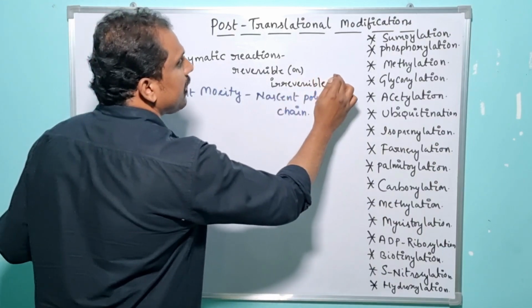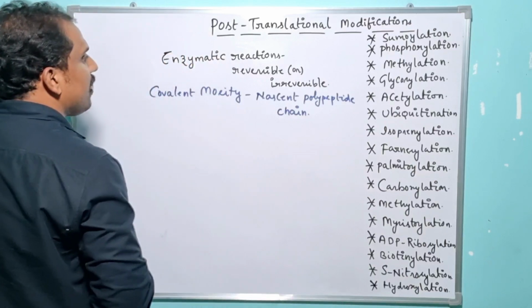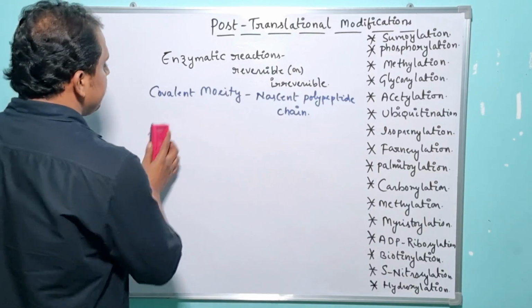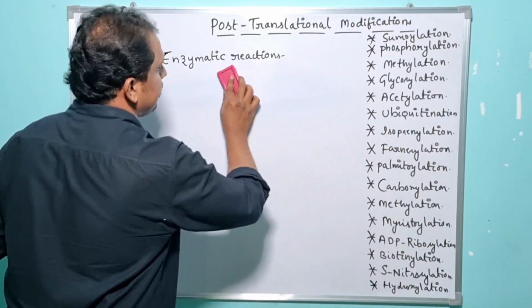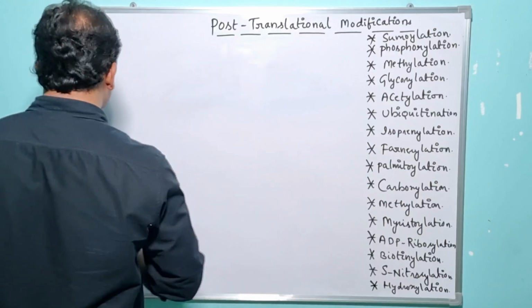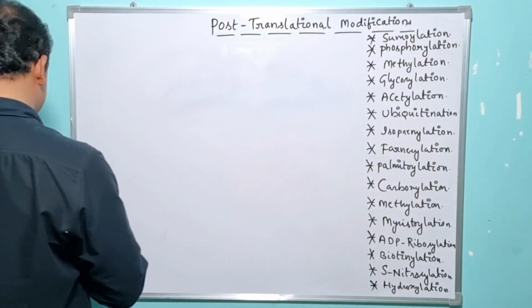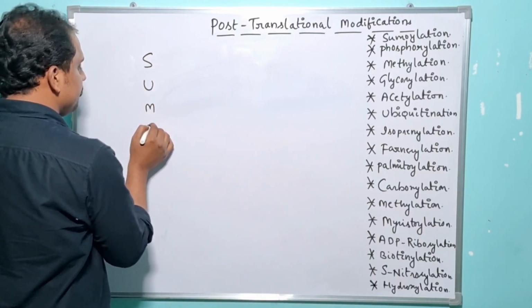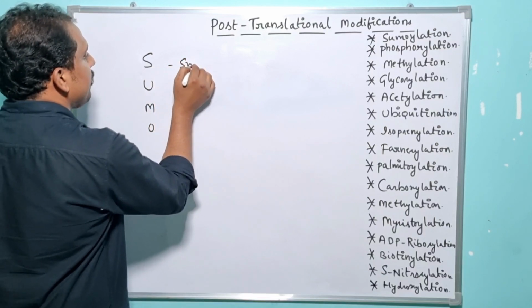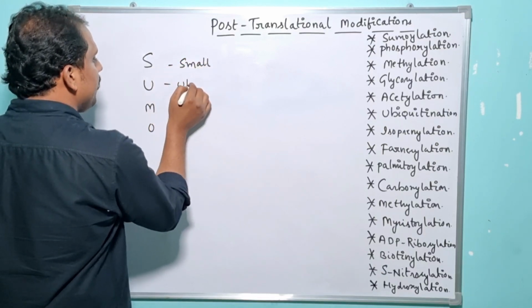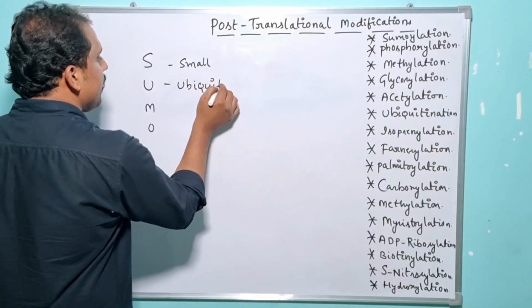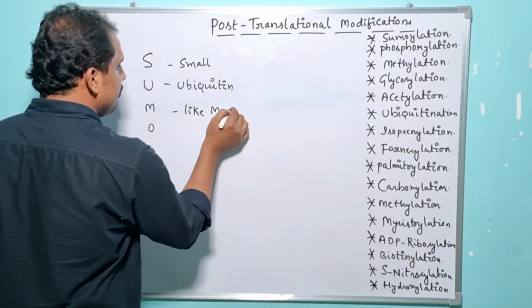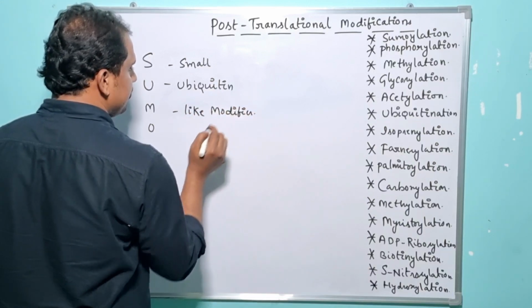So at first we are going to discuss sumoylation. What exactly happens during sumoylation? Sumoylation stands for small ubiquitin like modifier, or it is simply abbreviated as SUMO.